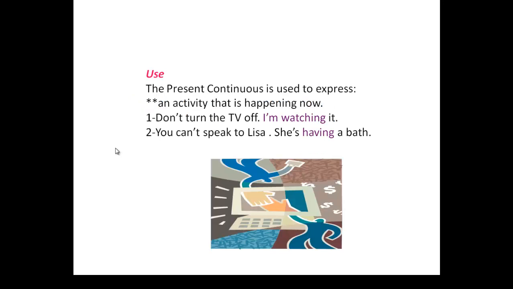Now let's move to the usage of this tense, present continuous. The present continuous is used to express, number 1, an activity that is happening now, an action that is happening now, I mean at the time of speaking. So I can say, for example, don't turn the TV off. I am watching it now, at this moment, at the time of speaking.